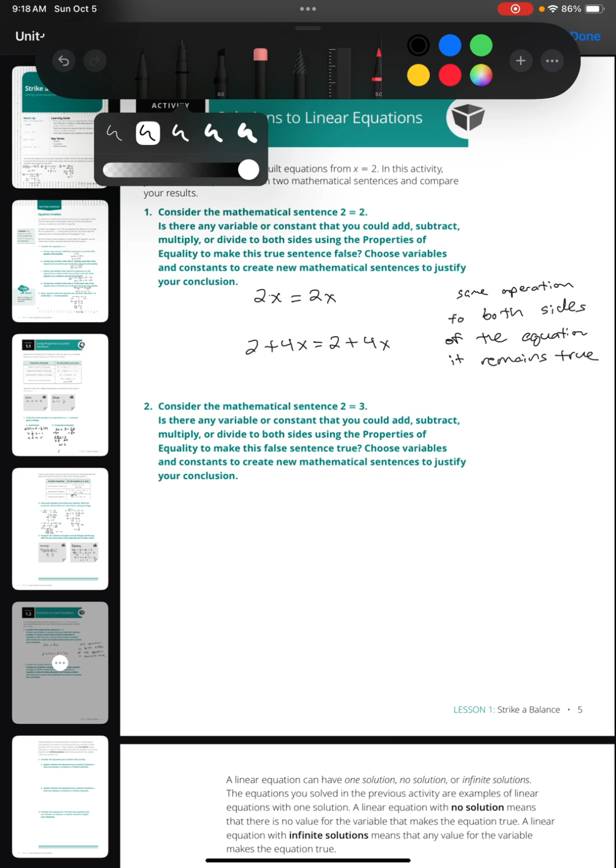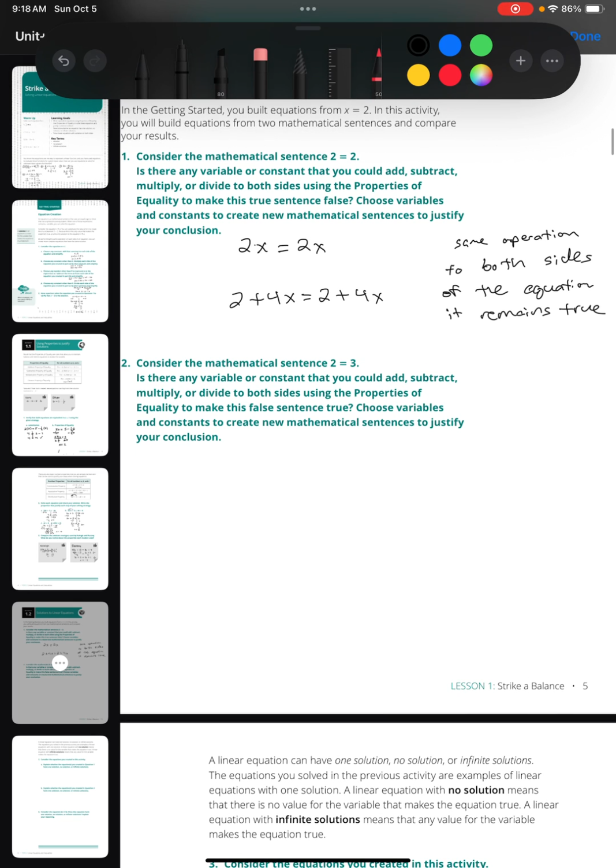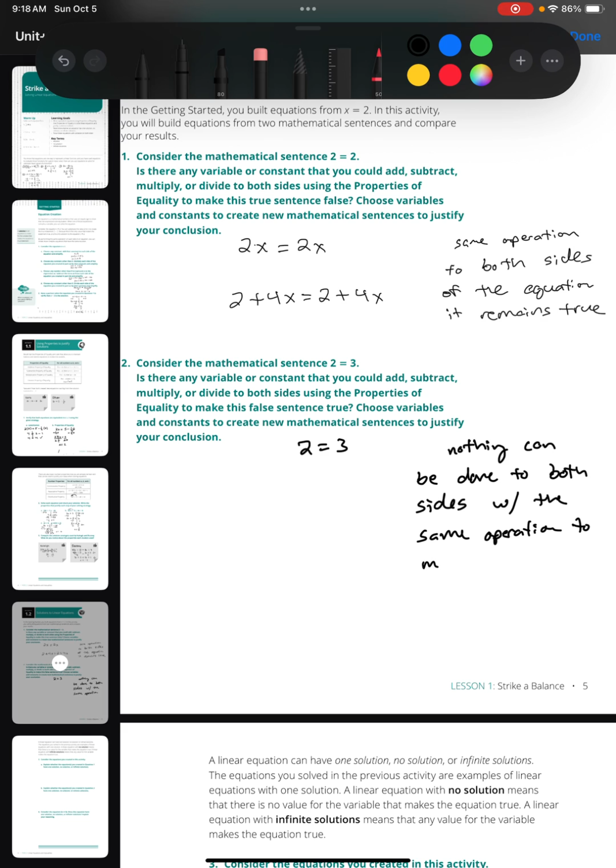same thing, but now we're looking at 2 equals 3. Is there any variable or constant you can add, subtract, multiply to both sides using the properties of equality to make the false sentence true? No, we can't. If we're starting with a statement that's not true, 2 equals 3, nothing can be done to both sides with the same operation to make that equation become true.